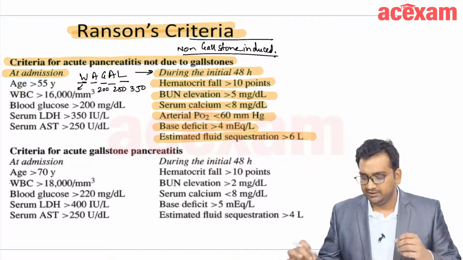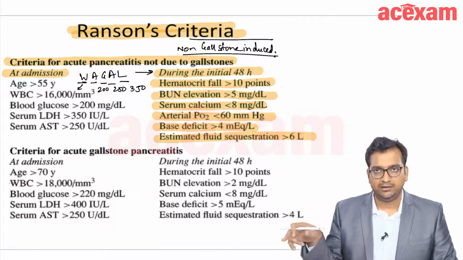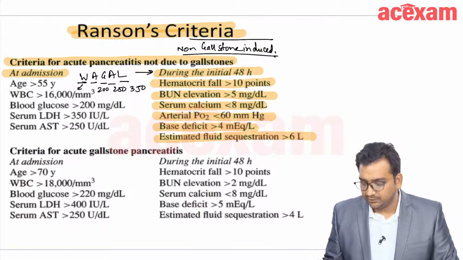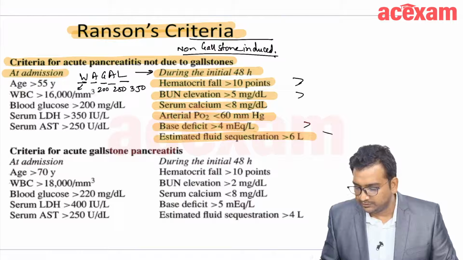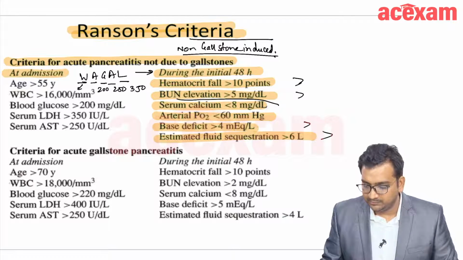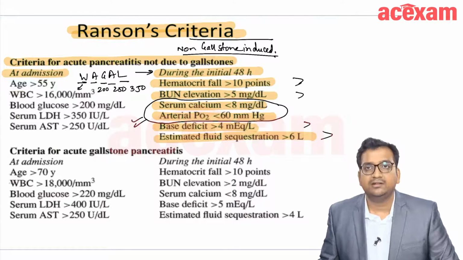Generally they'll give estimated fluid sequestration of 6 liters and make a mark that it is more than 6 liters or less than 6 liters. So hematocrit fall is more than 10 points, blood urea nitrogen more than 5 points, base deficit more than 4 milliequivalent, estimated fluid sequestration more than 6 liters. Only the calcium and PO2 are decreasing. This way you will be able to identify the correct option.